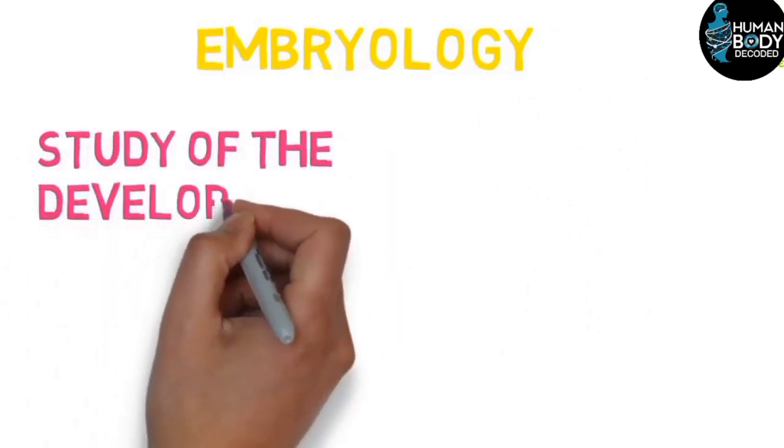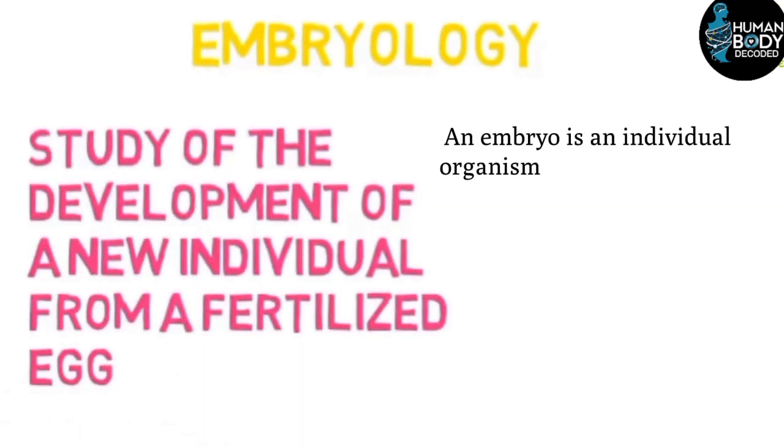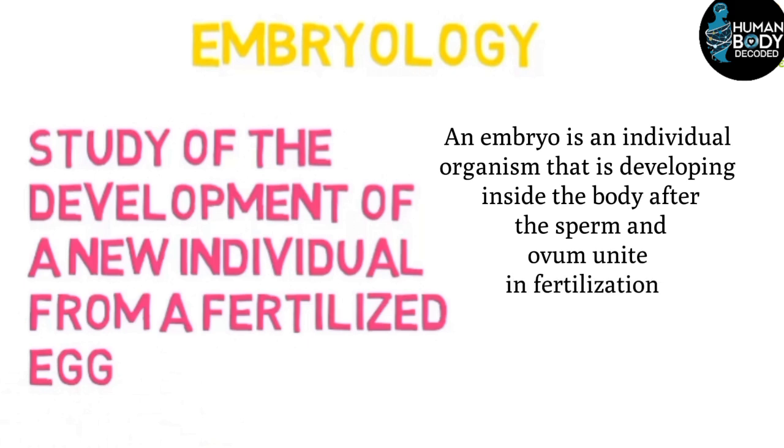Number 6, embryology. In embryology, we study the embryo. But what is an embryo? An embryo is an individual organism that is developing inside the body after the sperm and ovum unite in fertilization.